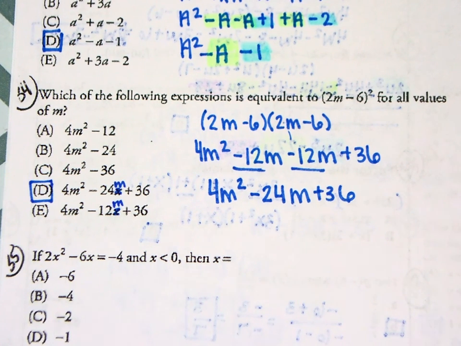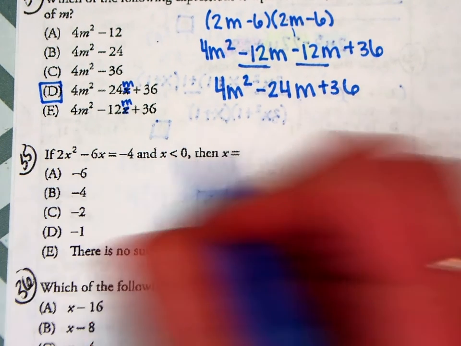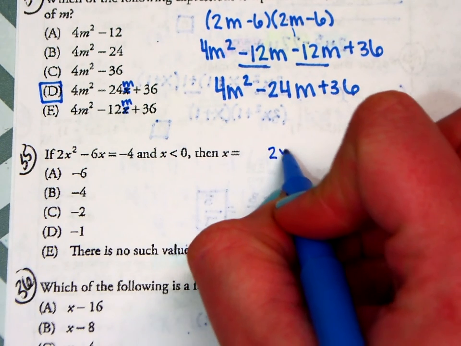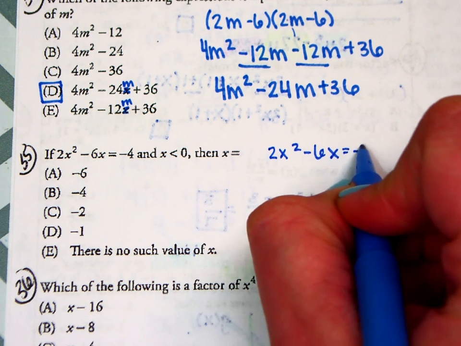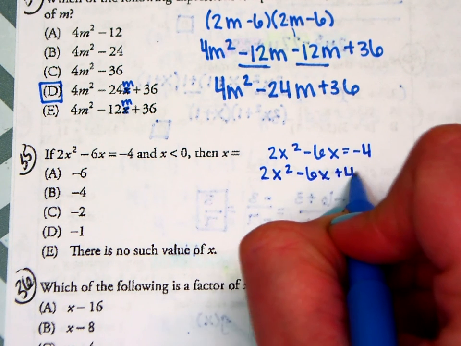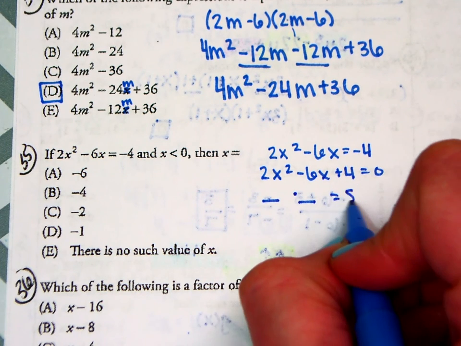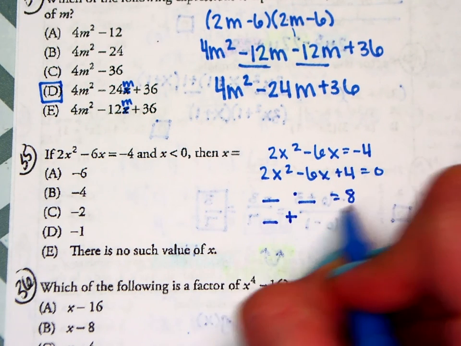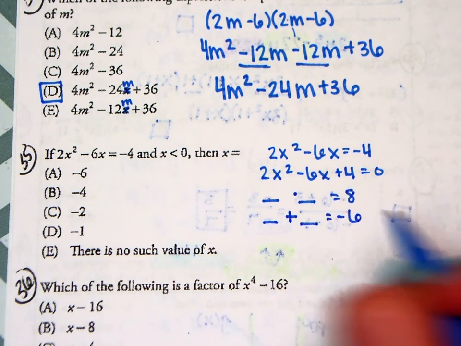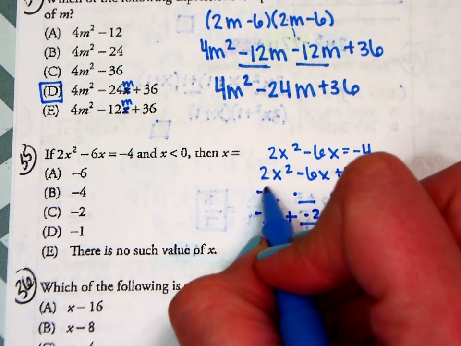Those should be m's. Number 35, when x is less than 0, what does x equal? So again, we have squared, so what I would recommend is, 2x squared minus 6x equals negative 4. I would add 4 to the other side. And now I would just factor. I'm looking for two numbers that multiply, 2 times 4 is 8, so two numbers that multiply to 8, and those same two numbers must add to equal negative 6. The values that we are using are negative 4 and negative 2.